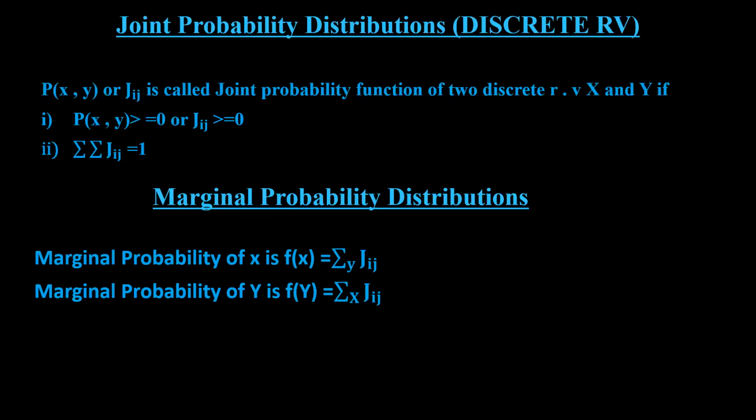All right. So this is the joint probability distribution. So we have again two categories here, which is discrete and continuous. The only part which you have to focus on here is Jij, which has two summations, one for x and one for y.